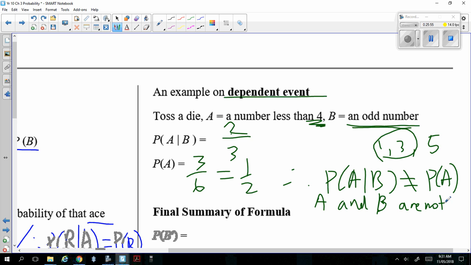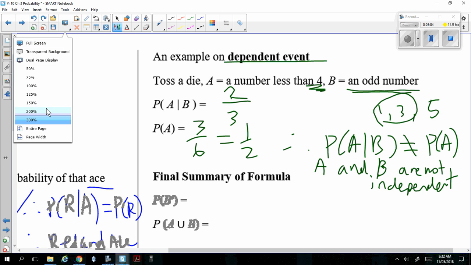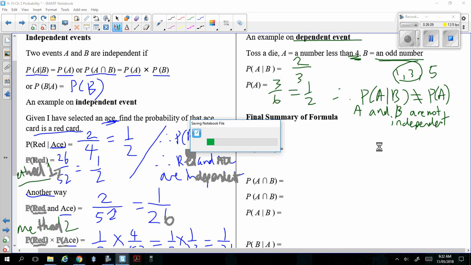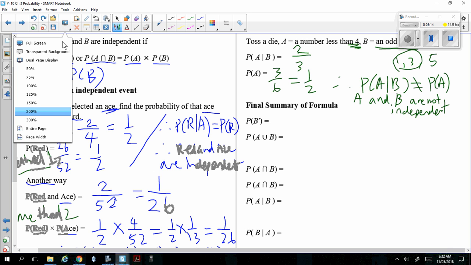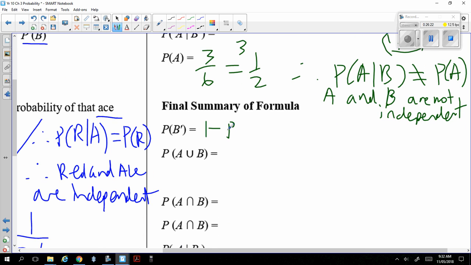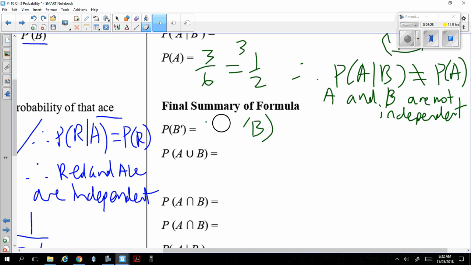Okay, this is the last bit. We'll do calculation, then we'll have a final summary of all the formulas. Let's write them all here. First one, probability of not B is 1 minus the probability of B. And probability of A or B is probability of A plus probability of B minus probability of A and B.